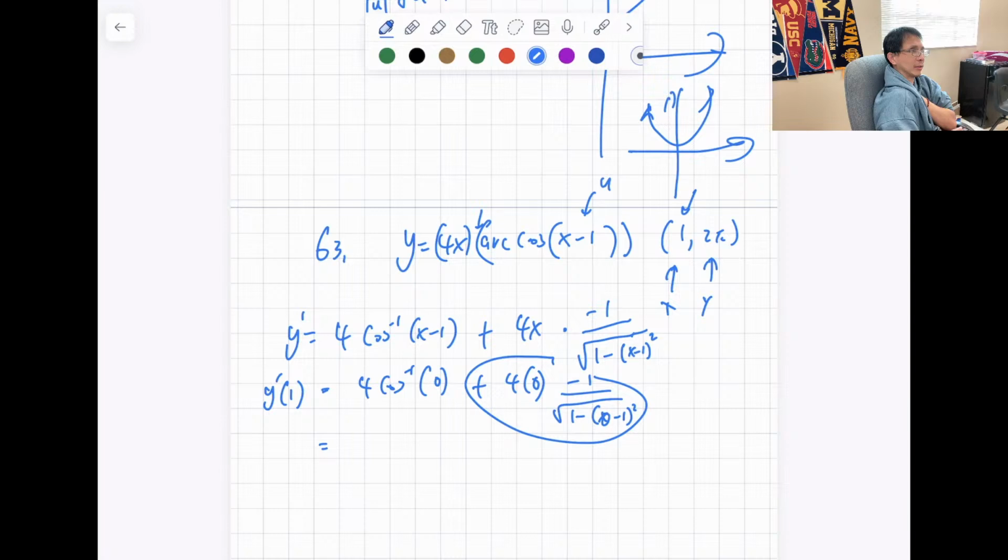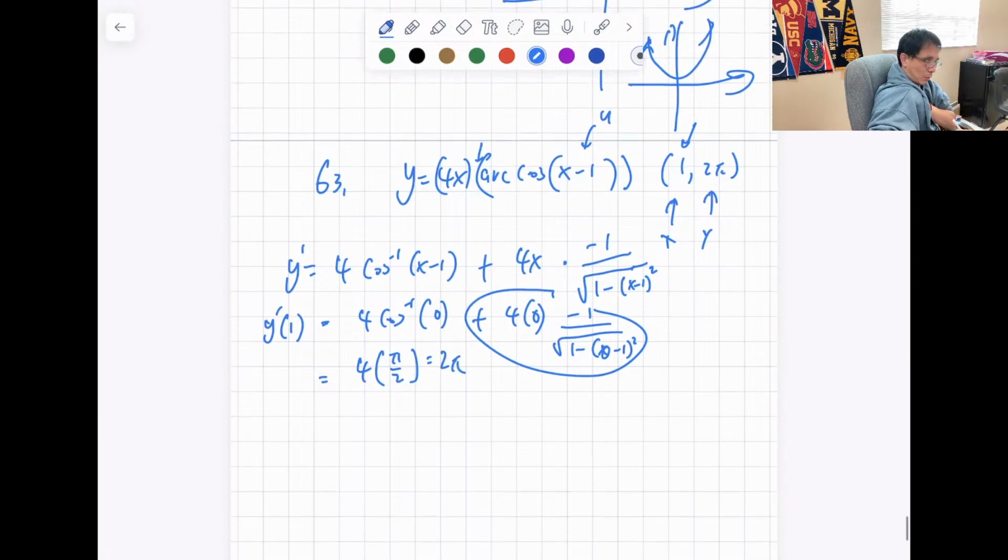I think so, yeah. It's true. Yeah, okay, pi over 2. 4 times pi over 2, and that's equal to what? 2 pi, right? 2 pi. So it'll be y minus 2 pi equal to 2 pi times x minus 1.